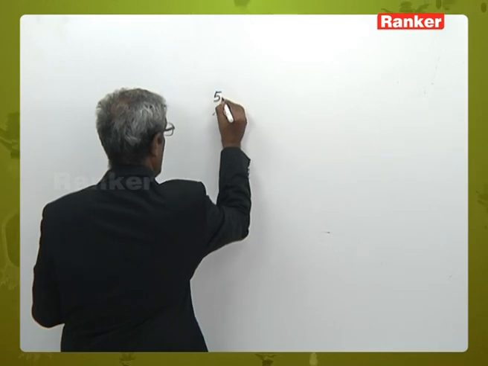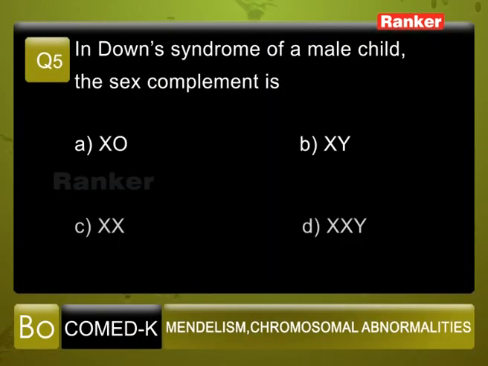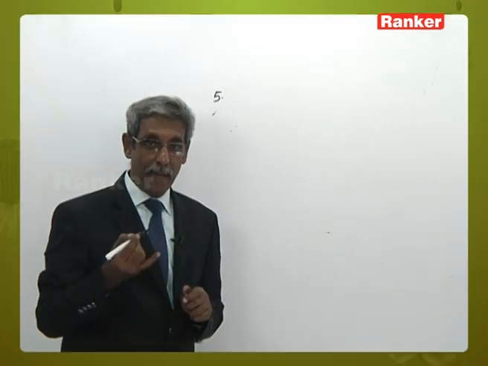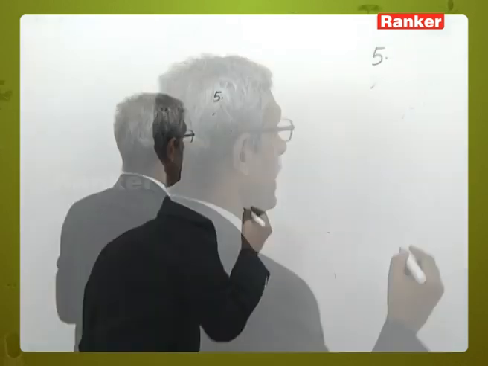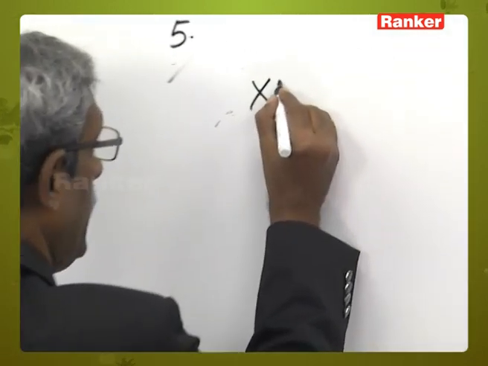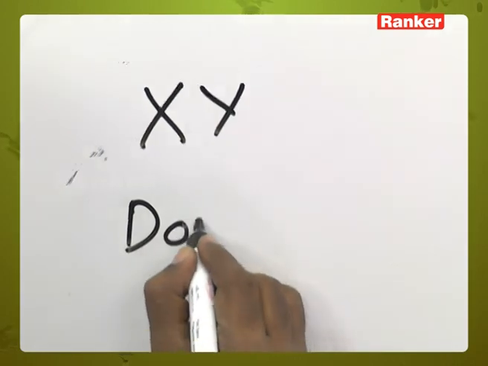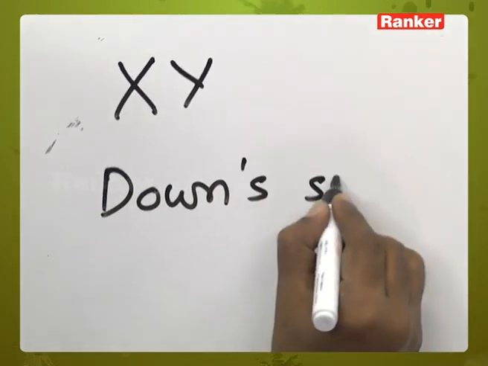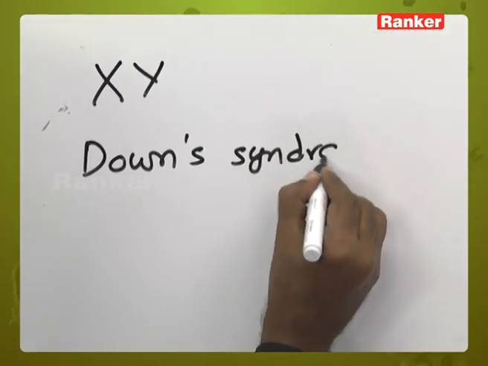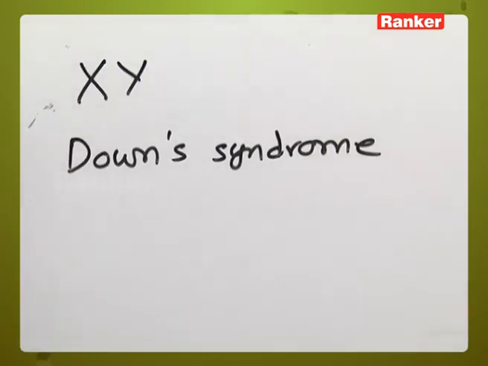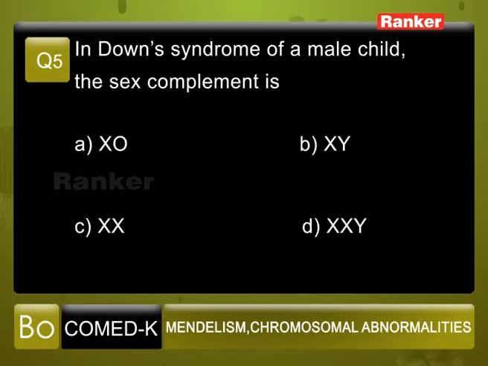The question number is 5. In 5, it's asked, in Down syndrome of the male child, what is the sex complement? As implied, in the case of the male child, it is always XY in the case of Down syndrome. While we had studied Down syndrome, you had known that the answer is XY. Hence, the correct answer is choice B, XY.